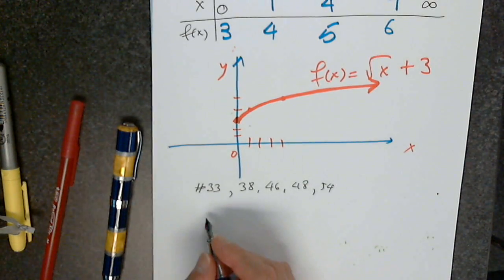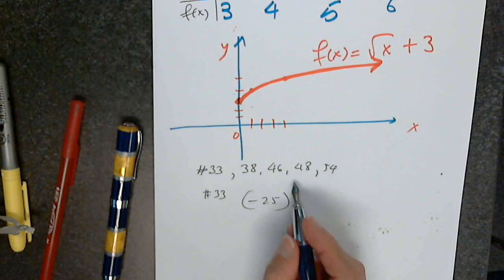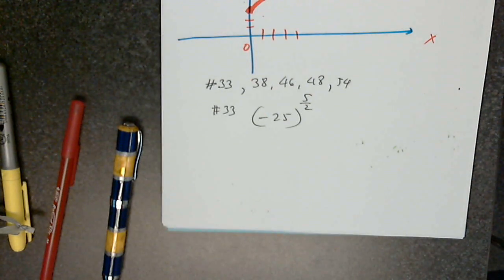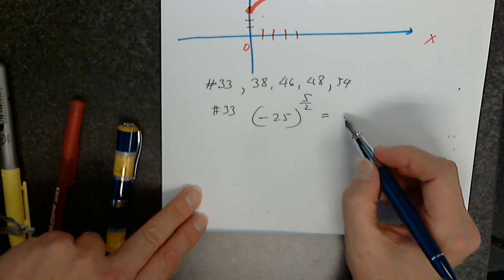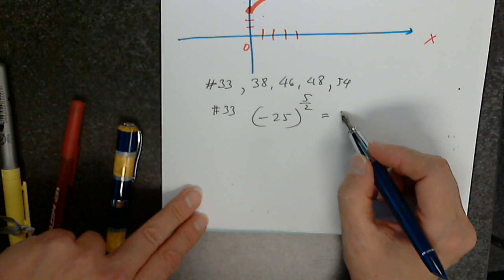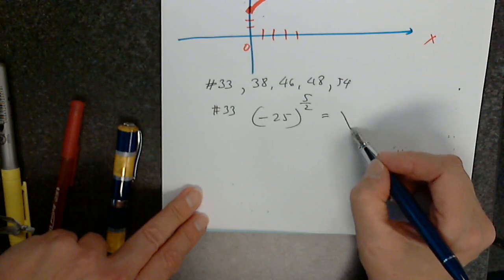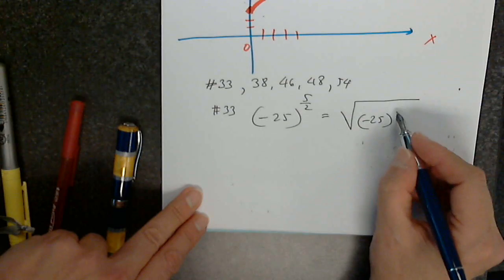In 33 we have negative 25 raised to 5 halves. First thing you do is put it under the root of 5. So you would write the 5th root of 25 to the negative 25... the index. Okay, very good.